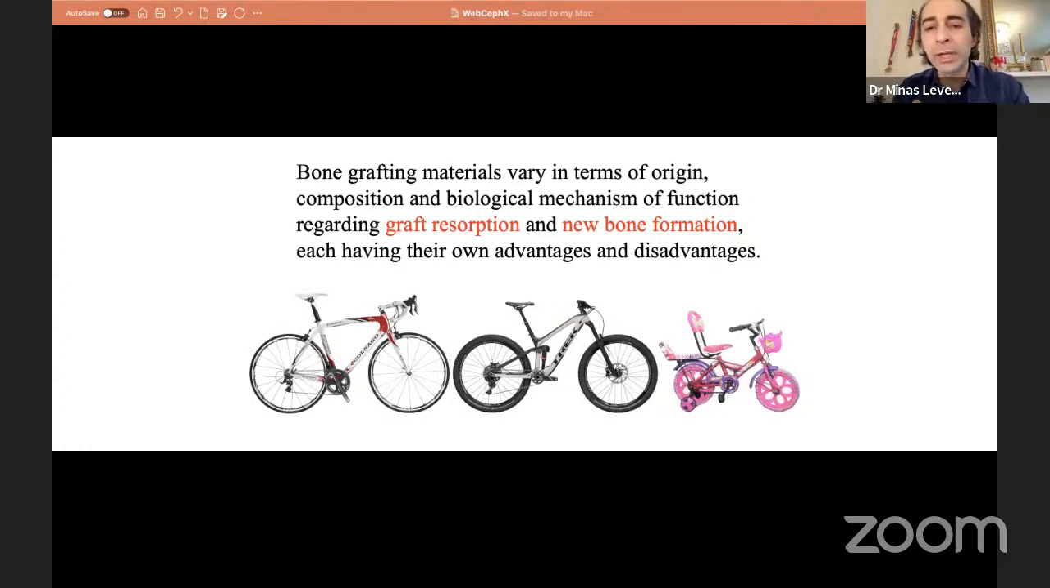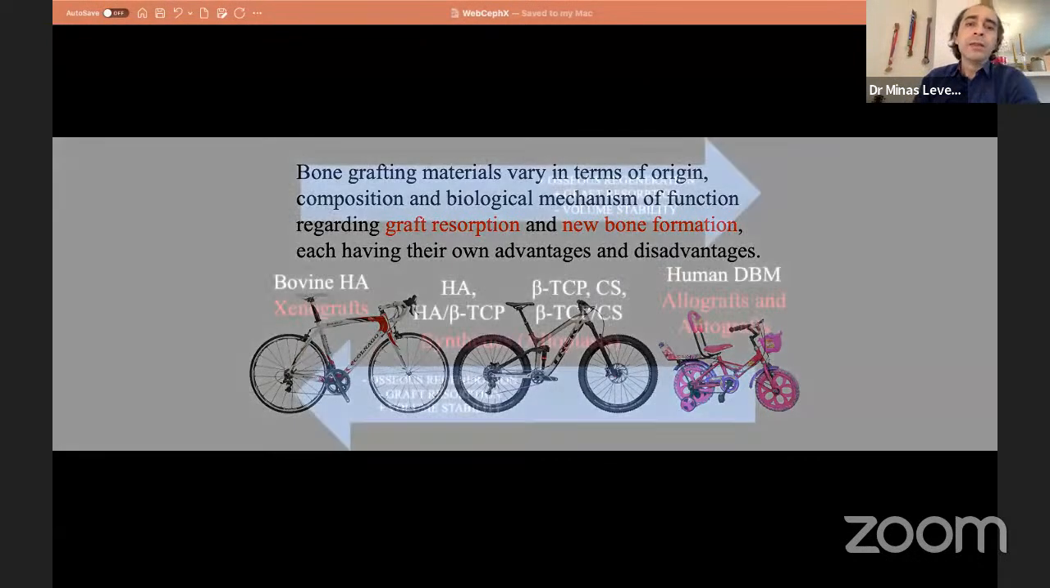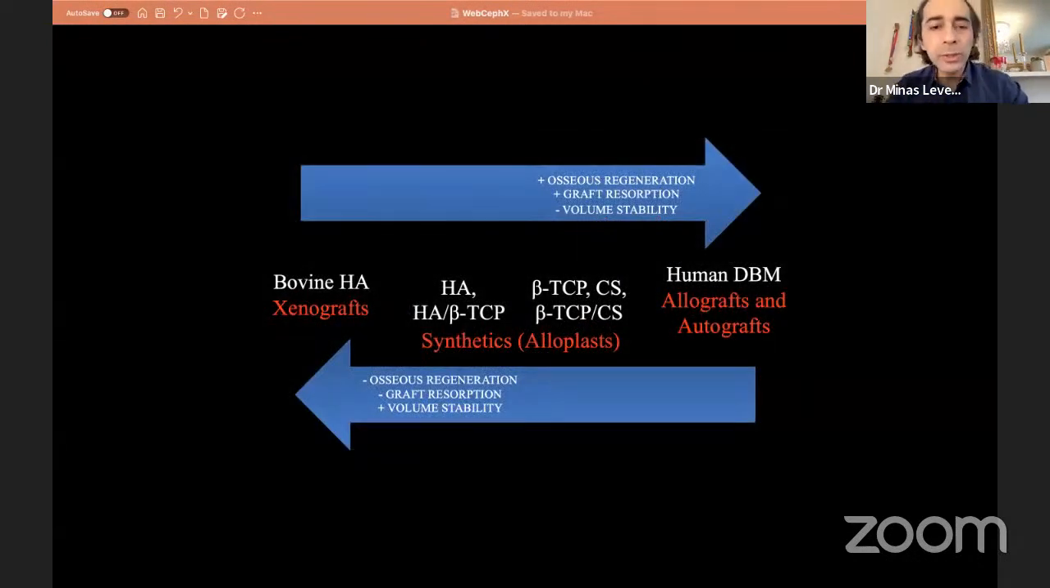But definitely, we have to understand what we are doing, what materials we are using. It's always the same. If I use the wrong bicycle, and let's say I take the bicycle of my daughter to go up the mountain to cycle, the bicycle will break. So it's not the problem of the bicycle, it's the problem of my choice, my selection. The same applies in dentistry.